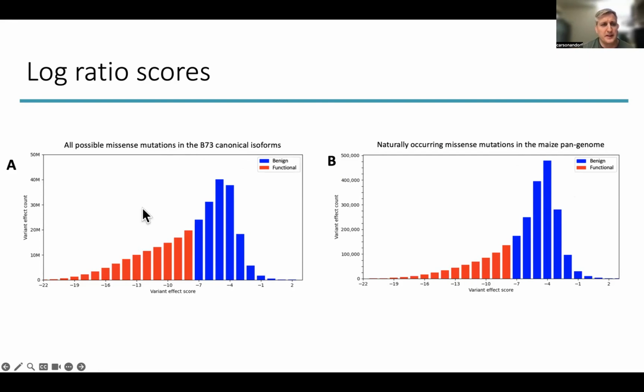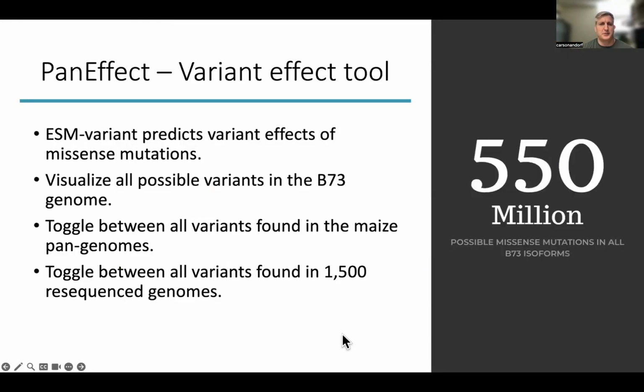So I guess the difference is, for each protein there are 20 possible amino acid substitutions at each position, but not all of those are naturally occurring, right? Within the diversity of maize, these are the naturally occurring ones that you actually see when comparing proteins across different maize genomes. So what PanEffect does is it lets you explore these data sets.